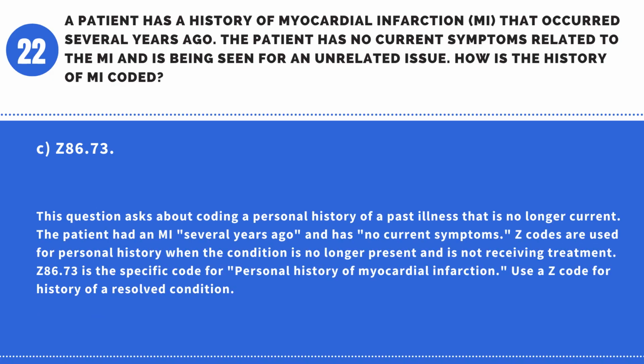Z86.73. This question asks about coding a personal history of a past illness that is no longer current. The patient had an MI several years ago and has no current symptoms. Z codes are used for personal history when the condition is no longer present and is not receiving treatment. Z86.73 is the specific code for personal history of myocardial infarction. Use a Z code for history of a resolved condition.